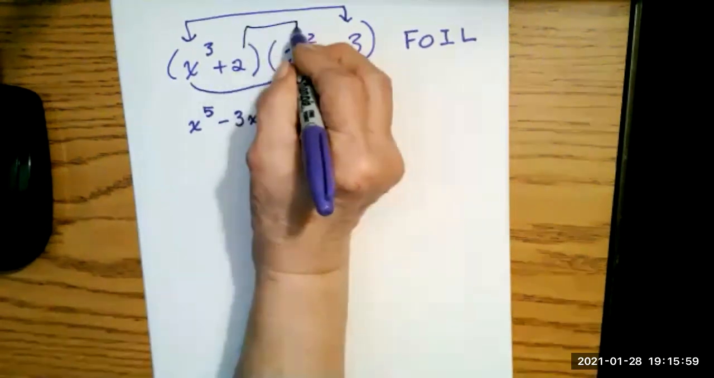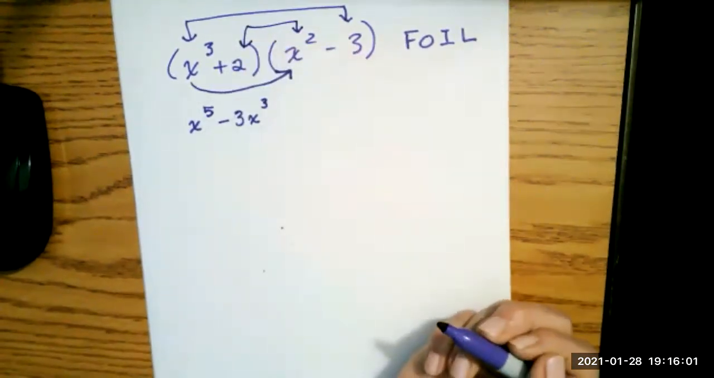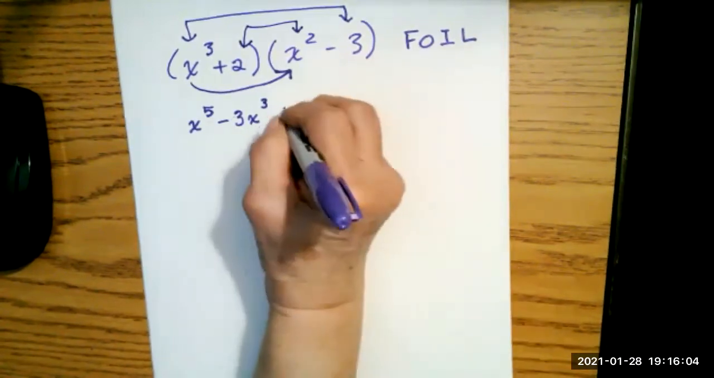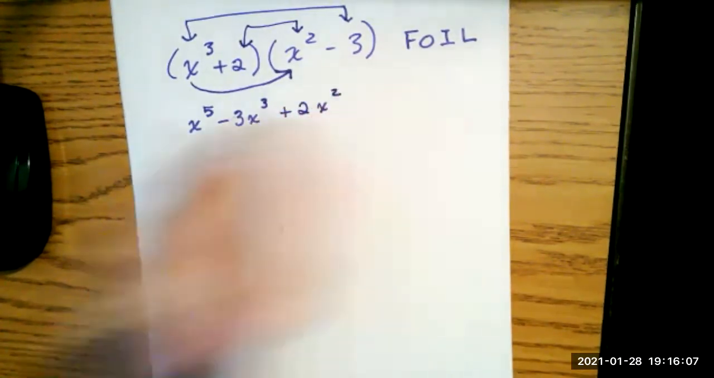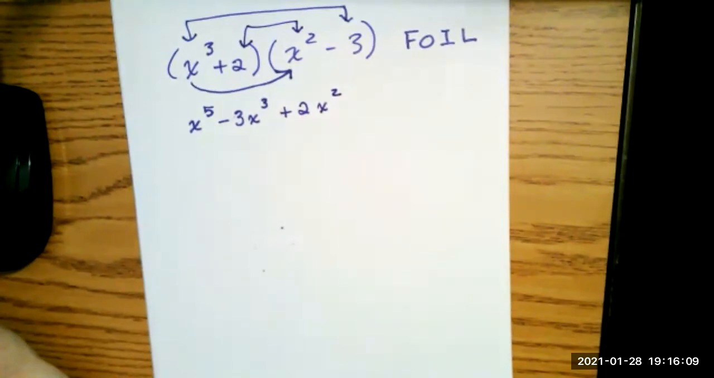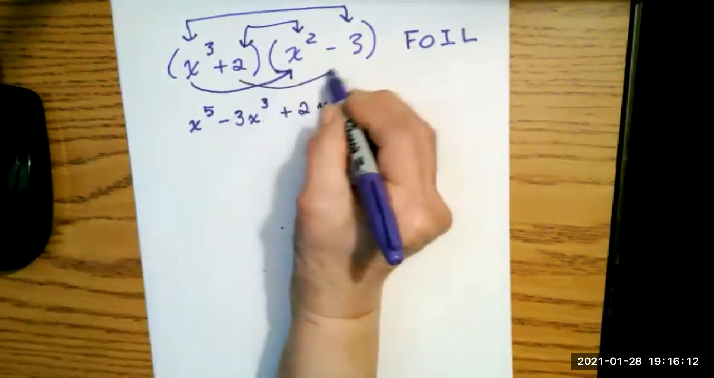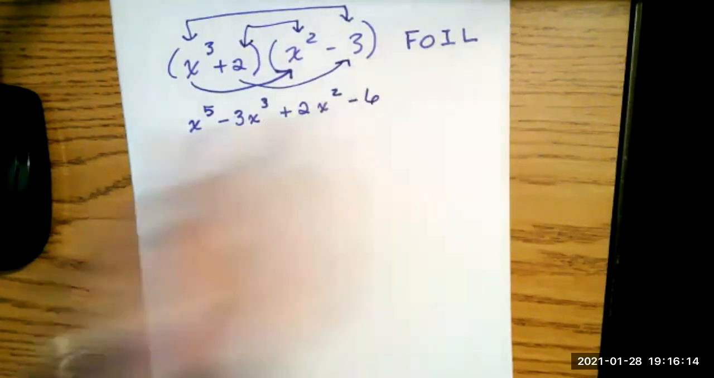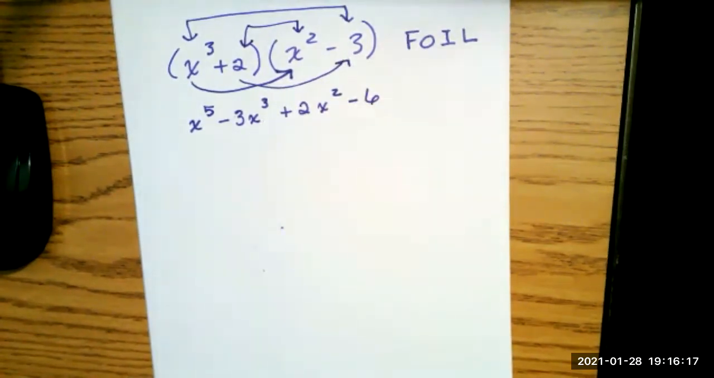Now you have inner terms. 2 times x squared would give you 2x squared. And then you do last. 2 times -3 is -6. Now, if you can combine, you would combine them, but these will not combine, so that is your answer. X to the 5th is different from x to the 3rd, and that's different from x to the 2nd, and that's different from a number, which is called a constant, that doesn't have a variable with it.